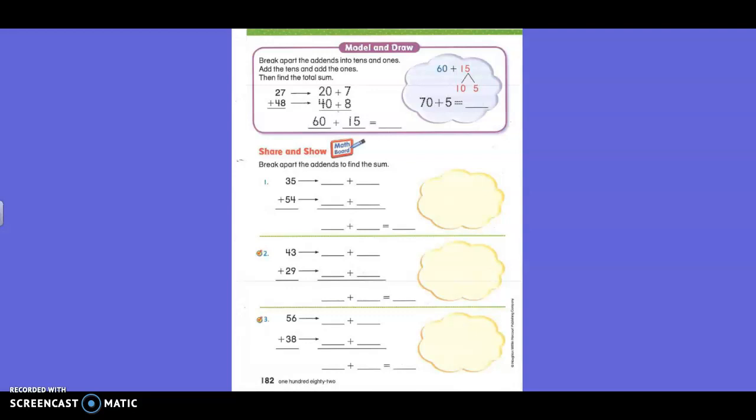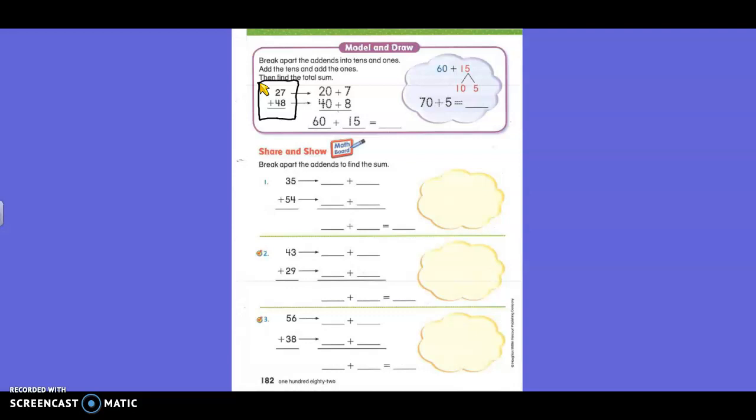This is where the break apart strategy comes in. It wants you to break apart the addends into tens and ones, and add the tens and add the ones, and then find a total. Okay? So, the problem that they're having you do is 27 plus 48. How do you break apart 27? You make it, what two numbers? Isaac? 20 plus 7. Say 20 plus 7. Okay?